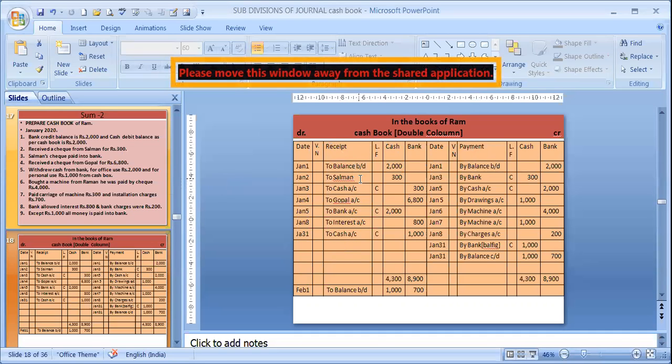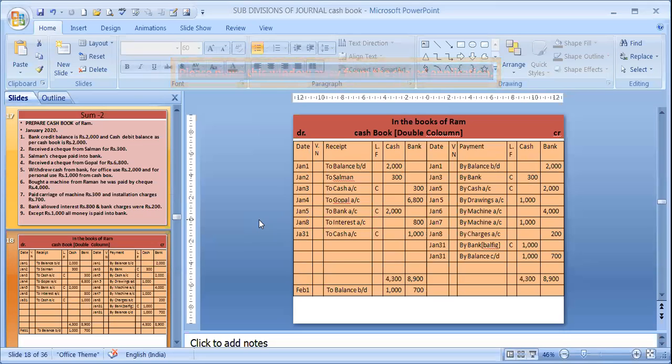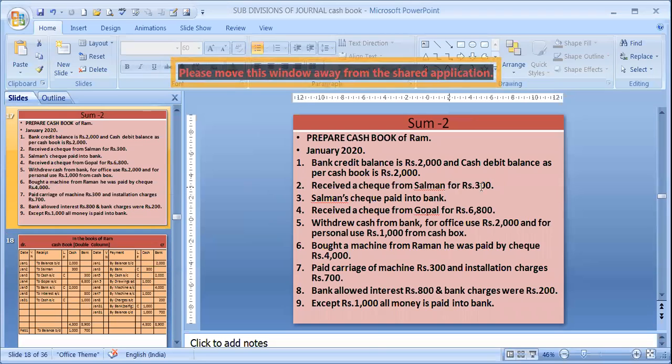So we have received a check. Whenever you receive a check, you must go through the entire question to see what you have done with that check. Again, I repeat, whenever in cash book sum you receive a check, what you have done with that check, you have to read the entire sum. Let's read the entire sum for that. So received a check from Salman 300.